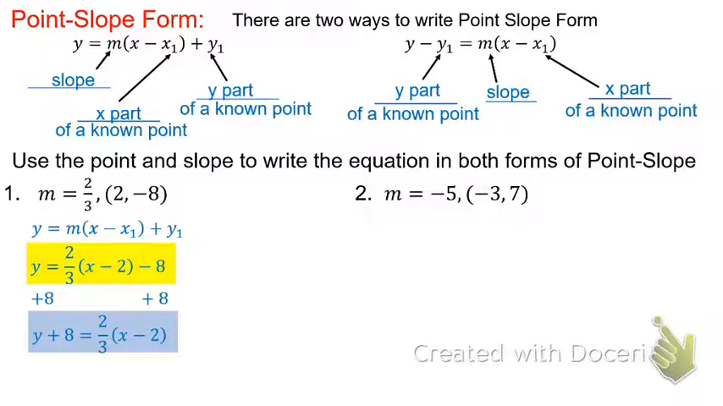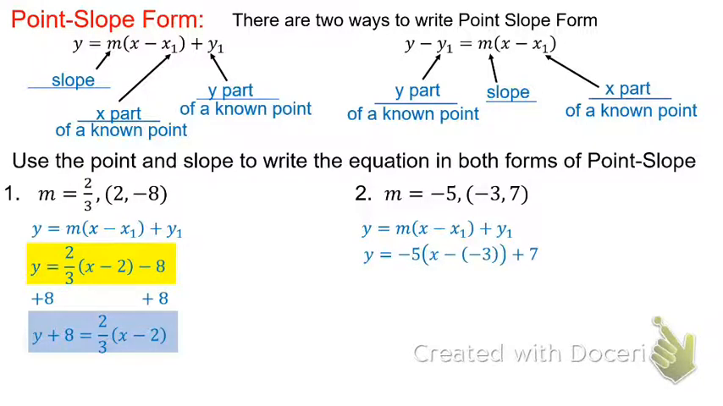Well, let's try with another example. This time the slope is -5, and the known point is (-3, 7). I start by writing the general form, and then I substitute it in. y equals, instead of m we can substitute -5, times x minus, but the x part is already a -3. We're going to get x minus a -3, and then plus 7.